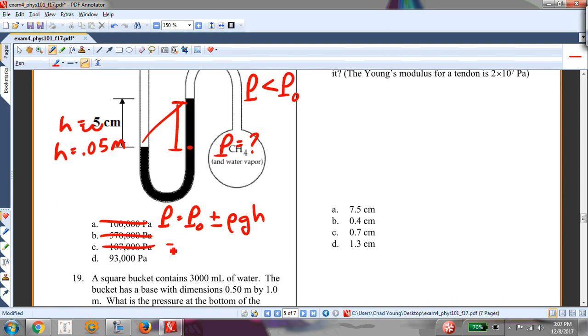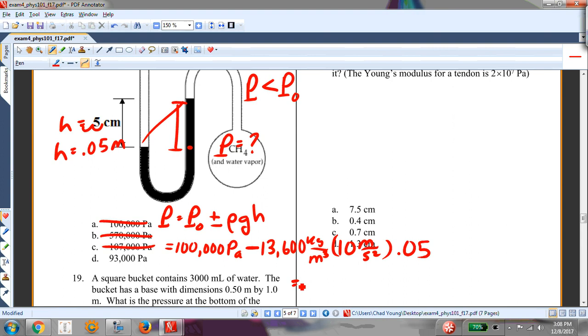But let's continue. So that's 100,000 pascals minus 13,600 kilograms per cubic meter. You should go onto your sheet and find the table for densities, and you'll see that for mercury. g, of course, is 10, and then h is 0.05. If you do that, you find that it's equal to 93,000 pascals, or newtons per square meter. So D is the right answer.